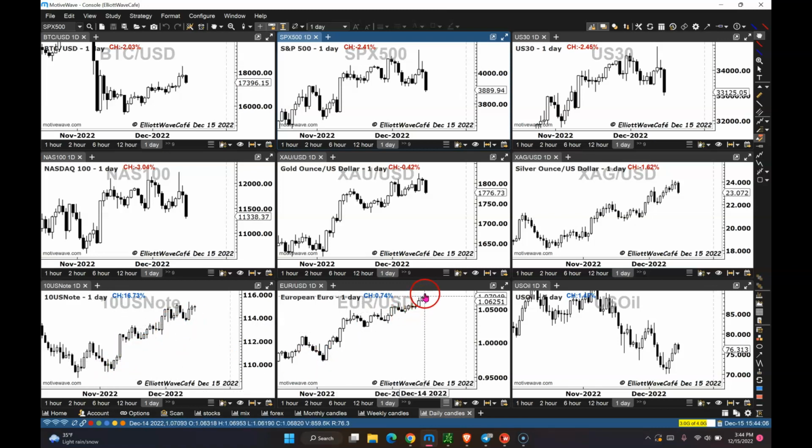Then you have Euro, reversing a little bit on here, and then you have US oil, which kind of retested that breakdown level, and it's sitting about 76. I don't have a big opinion on oil for right now, although I do think that it's going to continue lower. So with that, let's take a look here at the counts.